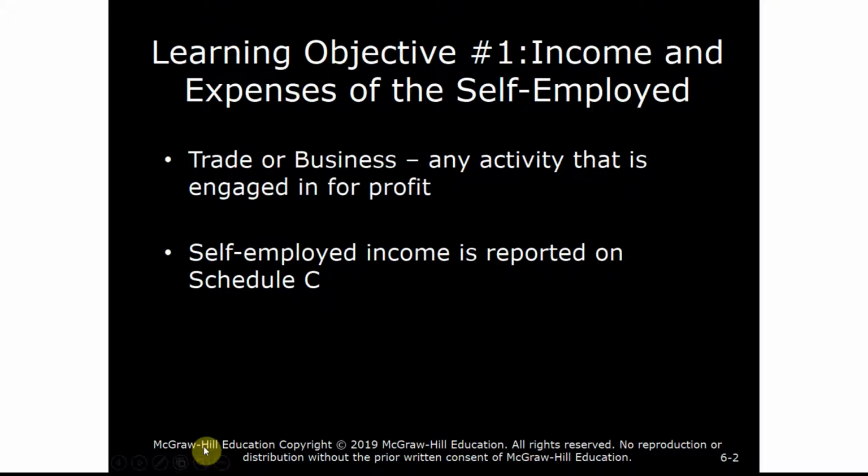So in this chapter we switch gears a little bit and talk about some fundamental accounting for pass-throughs. These are not C corporations, which are themselves taxable entities. Rather, these are pass-throughs such as would apply to a proprietorship or a partnership or an S-corp, certain LLCs. So, for our purposes, trade or business is any activity that is engaged in order to make money.